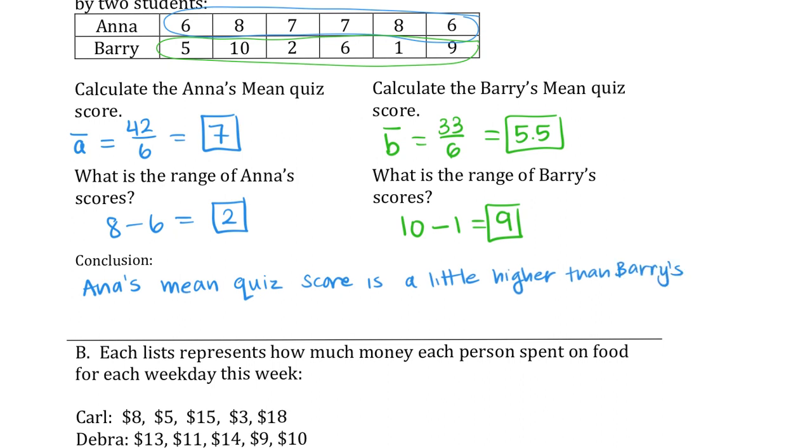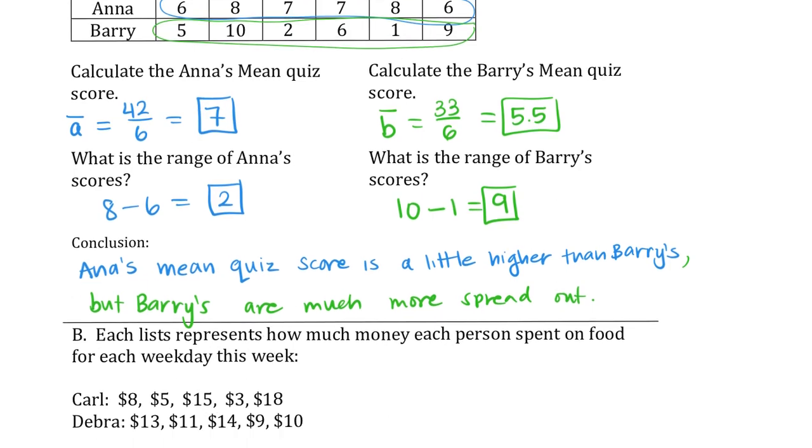Okay, what do we think about the range? Anna's range is 2, Barry's range is 9. The range is how far spread out the scores are. Since Barry's range is higher, Barry's scores are much more spread out. That's why Barry randomly gets a 1, then a 10, whereas Anna's mostly getting 6, 7, 8s.